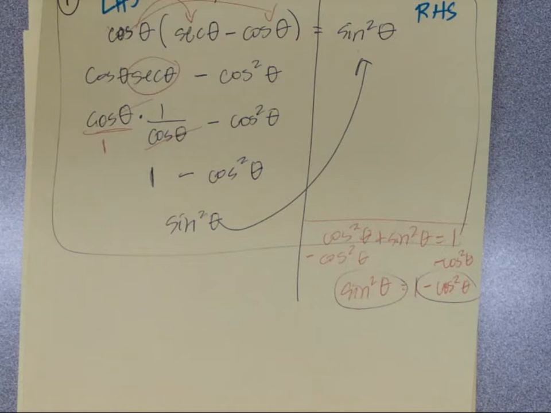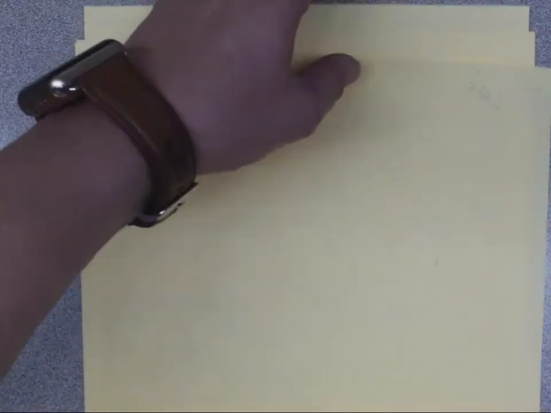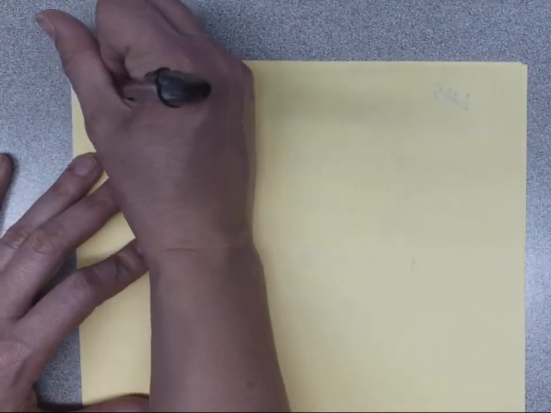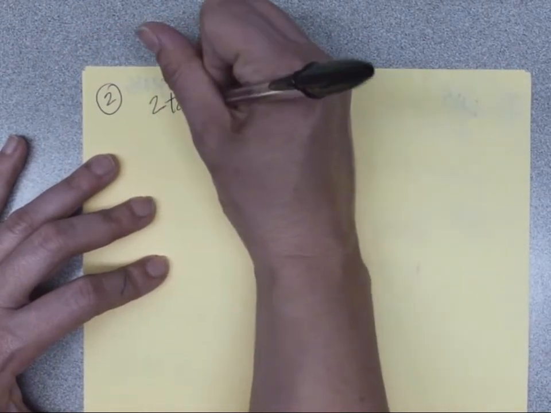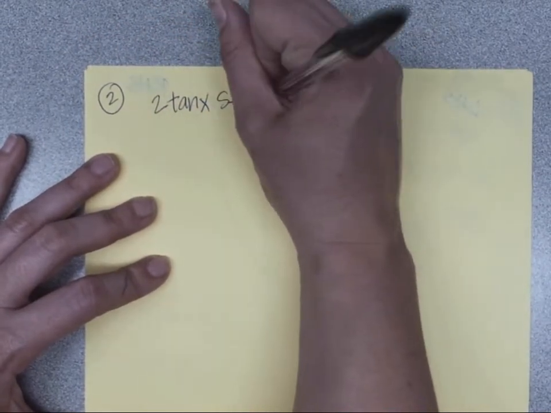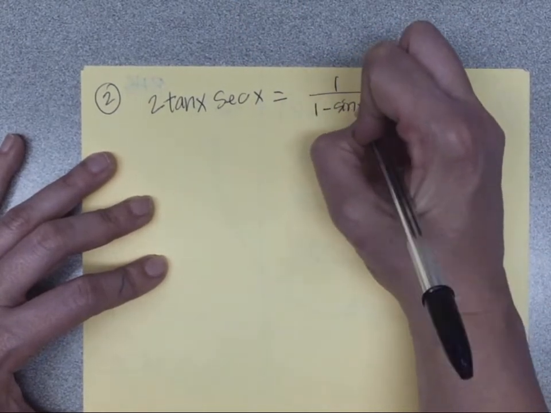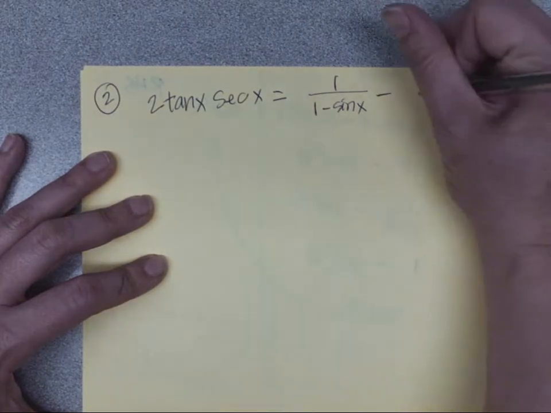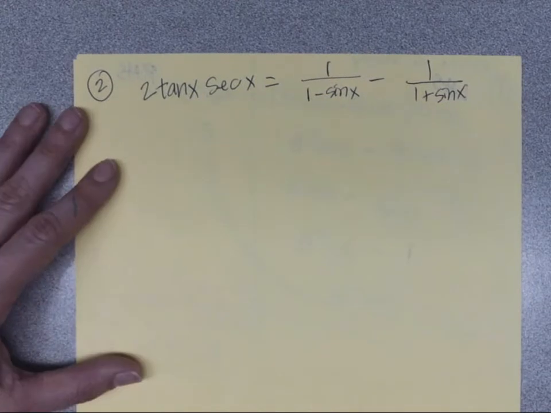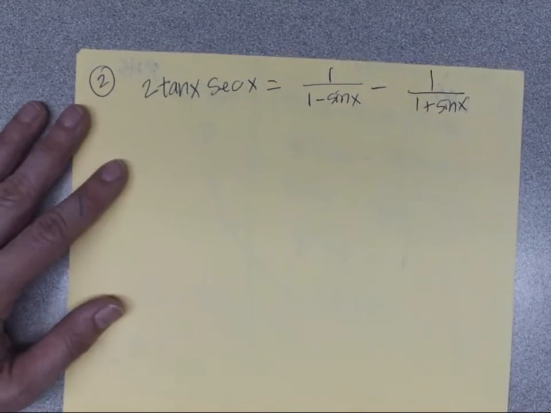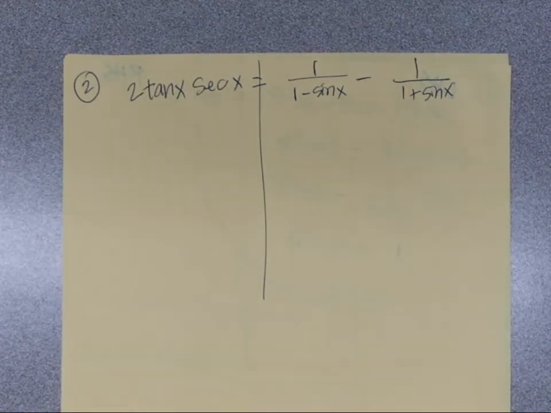The next problem we're going to do, problem number 2, I'm going to go ahead and use a tissue paper. Problem number 2 is 2 tangent x secant x equals 1 over 1 minus sine x minus 1 over 1 plus sine x. Okay, so we're trying to prove this. You've got 2 sides, left-hand side, right-hand side. Pick one side, turn it into the other.